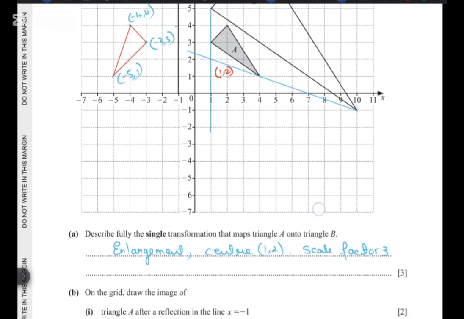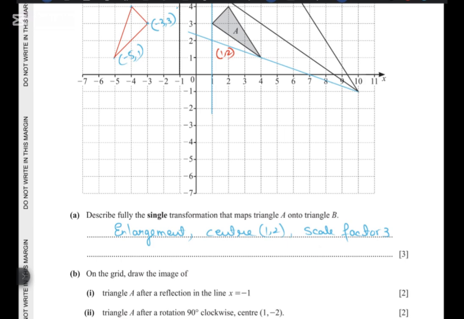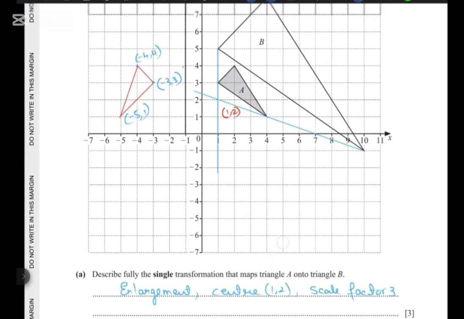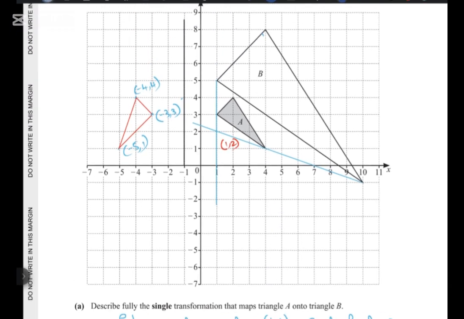Question B1 is over. Now question B2, triangle A after rotation 90 degrees clockwise, center 1, -2. We have to rotate this triangle now, and the angle of rotation is 90 degrees clockwise. Center of rotation is also given. So let us mark the center of rotation, 1, -2. This is the center of rotation.